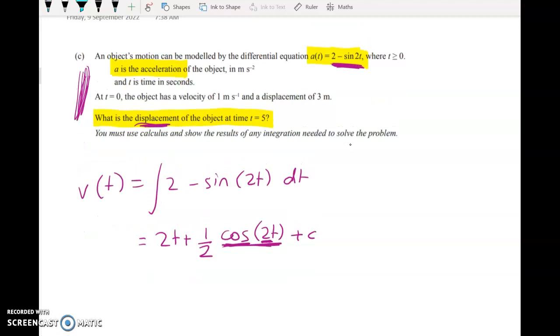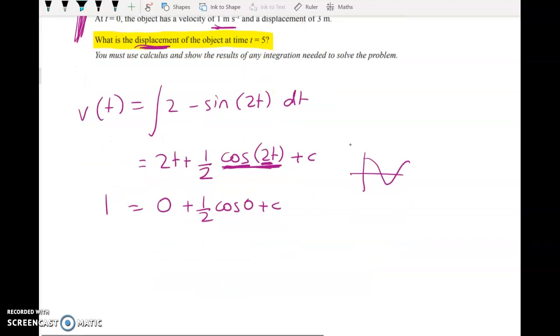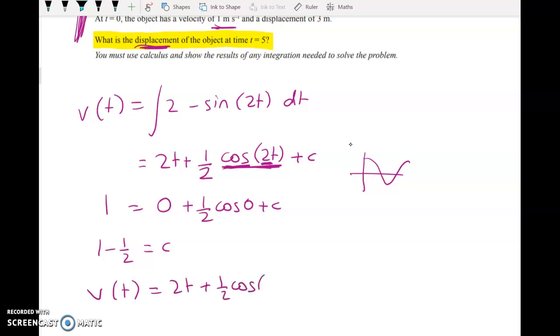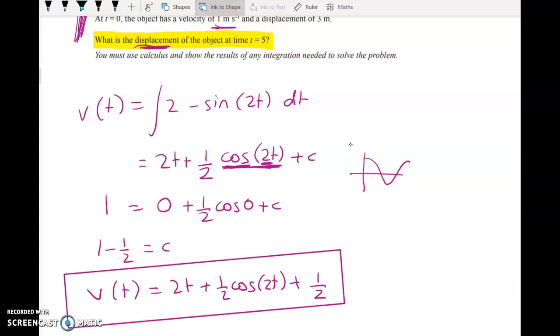We know that the initial velocity is 1 meter per second, so we've got 1 is equal to 0 plus a half of cos 0 plus c. Now cosine of 0 is 1, so we get 1 minus a half is equal to c. C is equal to a half. So v of t is 2t plus a half cos of 2t plus 1/2. So that's the first part of the question done.